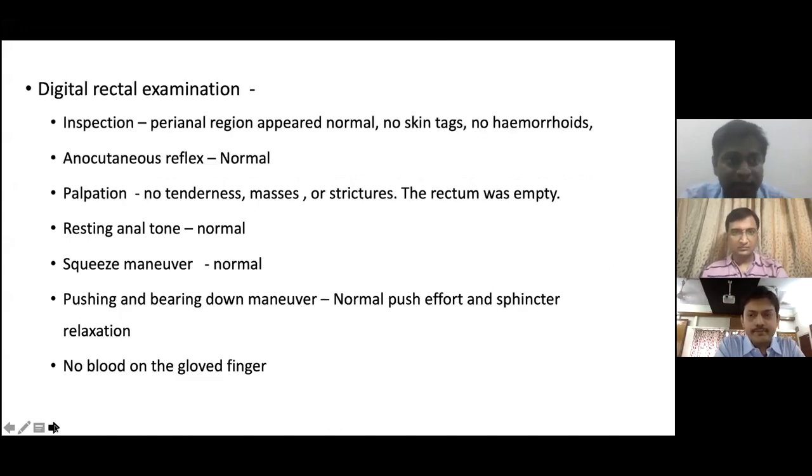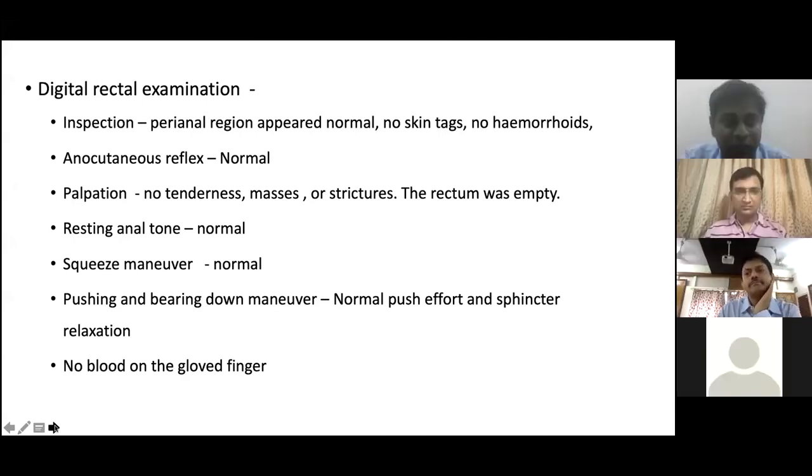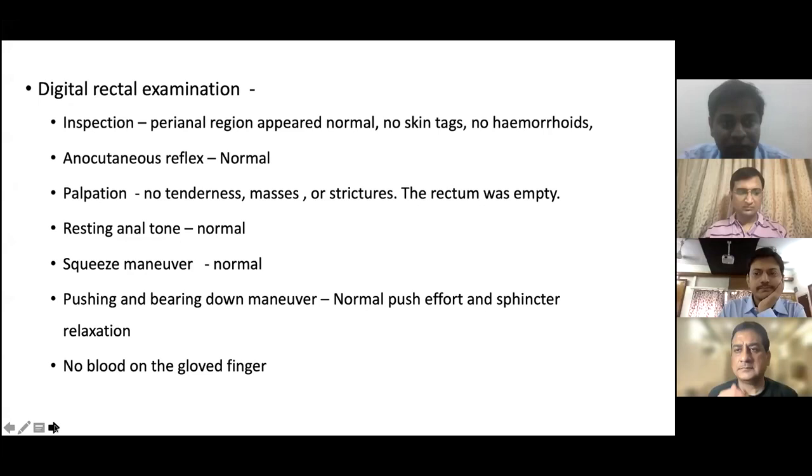Looking at his digital rectal examination, on inspection, the perianal region appeared normal. There were no skin tags or hemorrhoids. Anocutaneous reflex was normal. Palpation showed no tenderness, masses, or strictures. The rectum was empty. Resting anal tone was normal. Squeeze pressure was good. Pushing and bearing down maneuver showed normal push effort with sphincter relaxation. And there was no blood on the gloved finger.